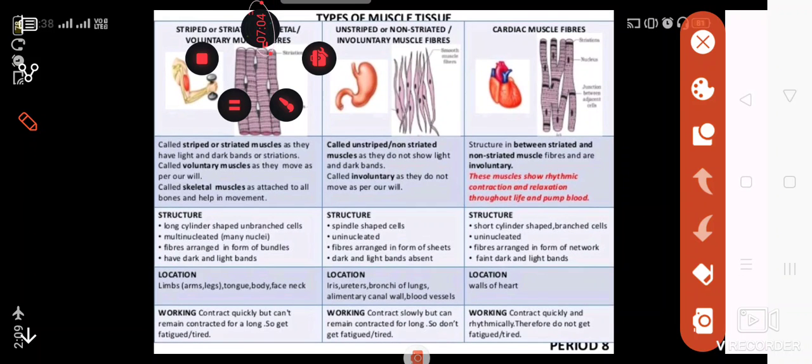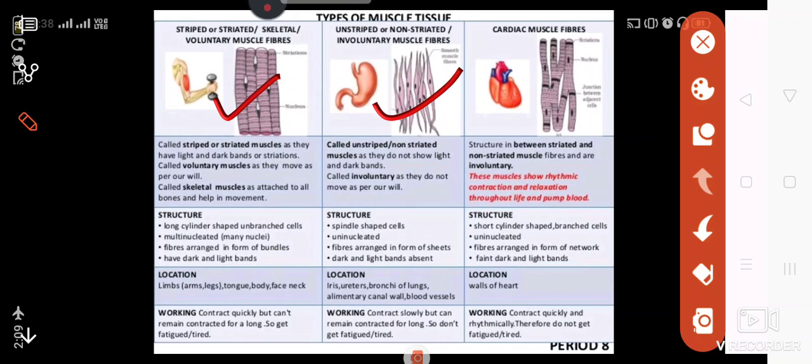So let us simply summarize this topic. Basically, there are three kinds of muscular tissues: striated, unstriated, and cardiac. Striated muscles or skeletal muscles are voluntary in action. Unstriated muscles are involuntary in action, and cardiac are also involuntary in action. These muscles are found attached to the skeletal system, and they help in movement of the body.